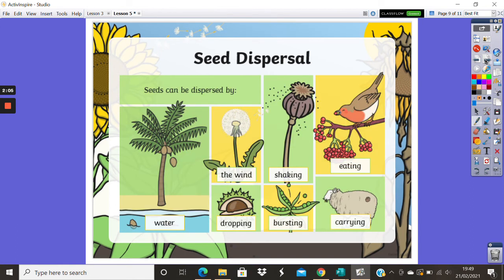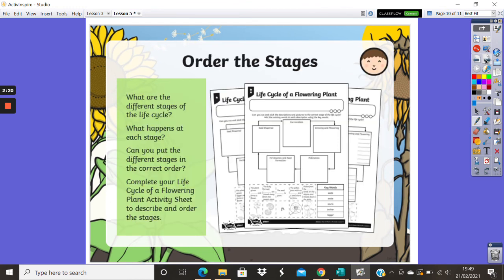So seeds can be dispersed by the wind. The wind can blow the seeds away, shaking, or animals eating, water, dropping, bursting, and carrying from animals to different places. So your activity is to order the different stages of the life cycle.